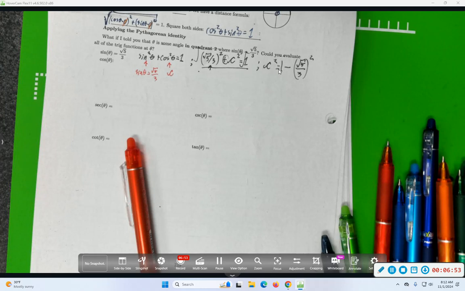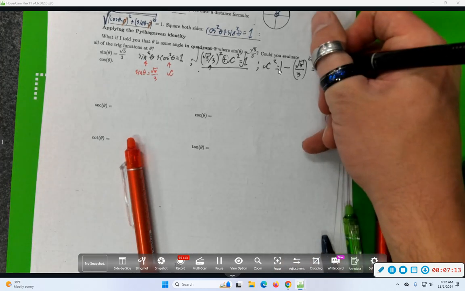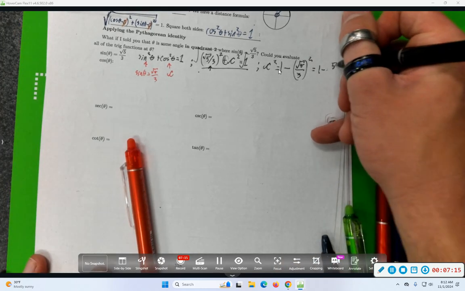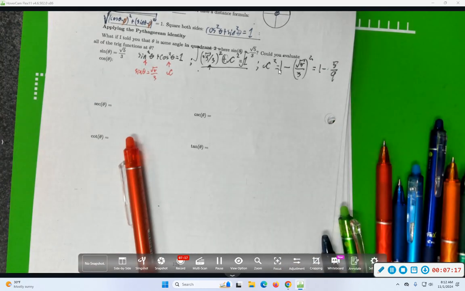Yeah, squaring behaves well with multiplication and division, right? Because squaring just means multiply it by itself, and fractions are easy to multiply. So in the numerator you'll get the square root of 5 squared, also known as 5, and divide by 3 squared, also known as 9. 1 minus 5 over 9. So far feel okay?